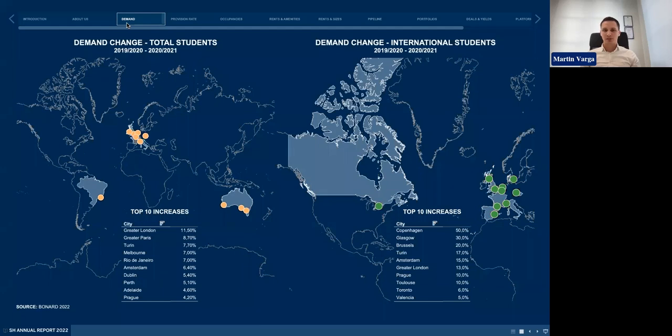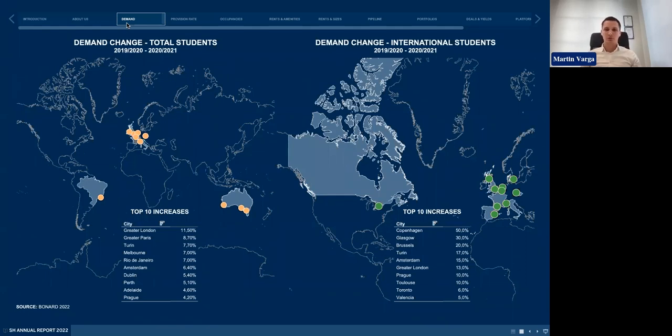Especially the PBSA asset class maintains its very strong position here, which ended up in higher occupancies, and given the low provision rate in selected markets, it creates a very great environment for potential investments.